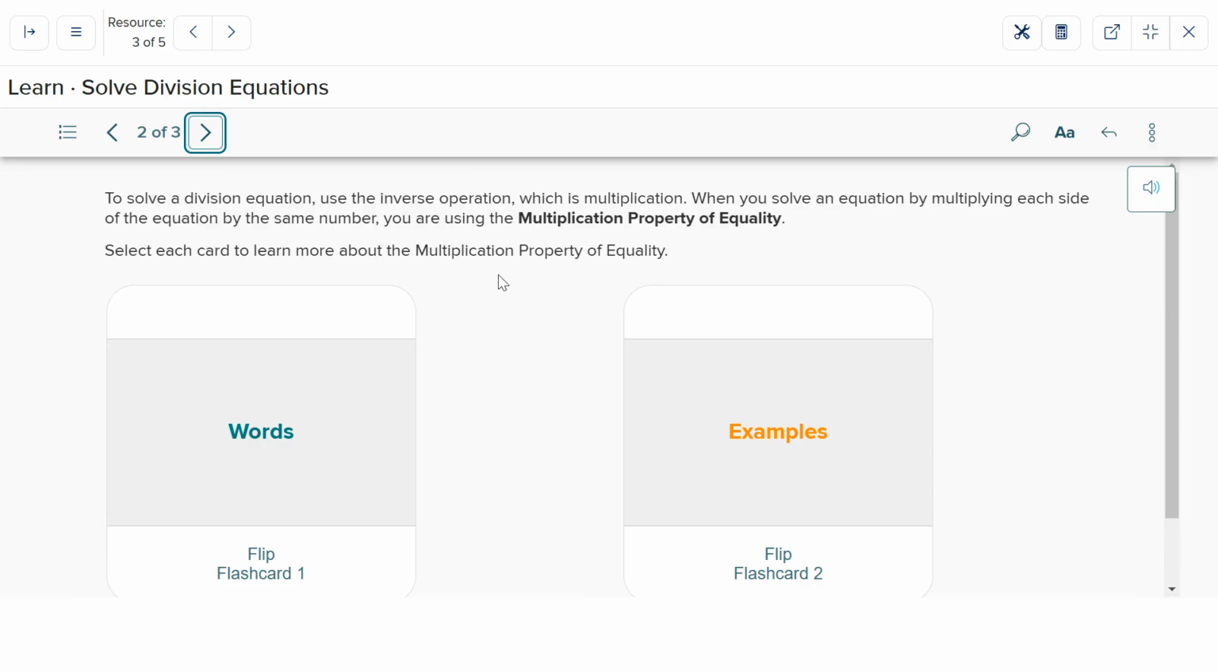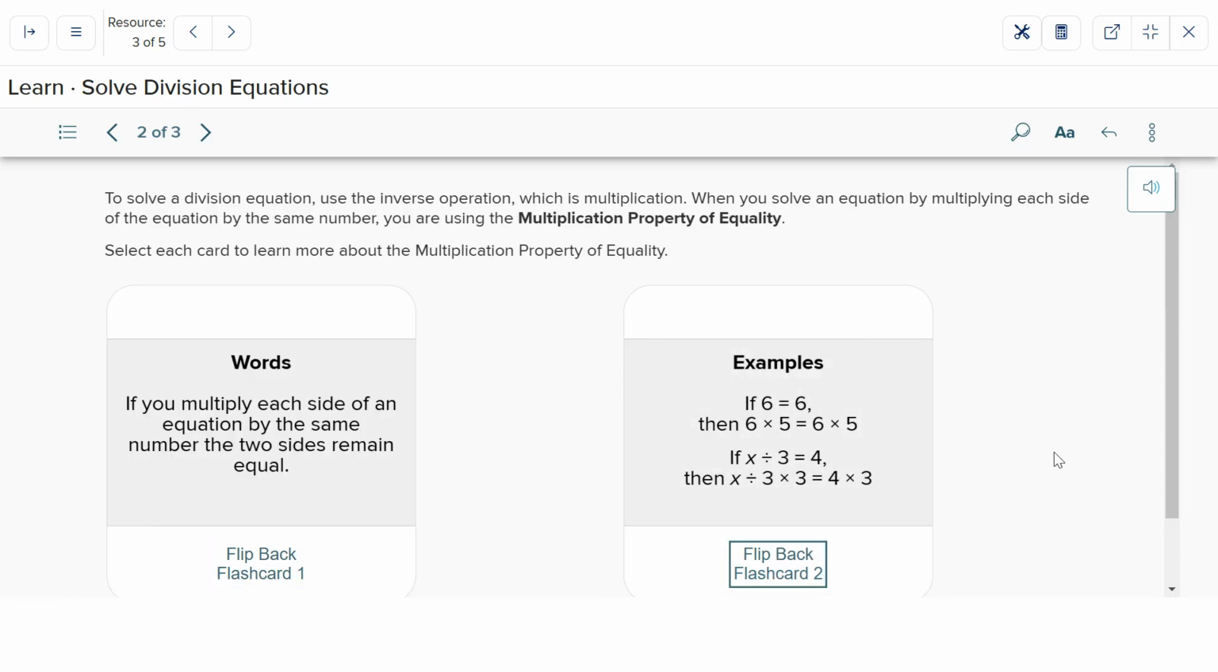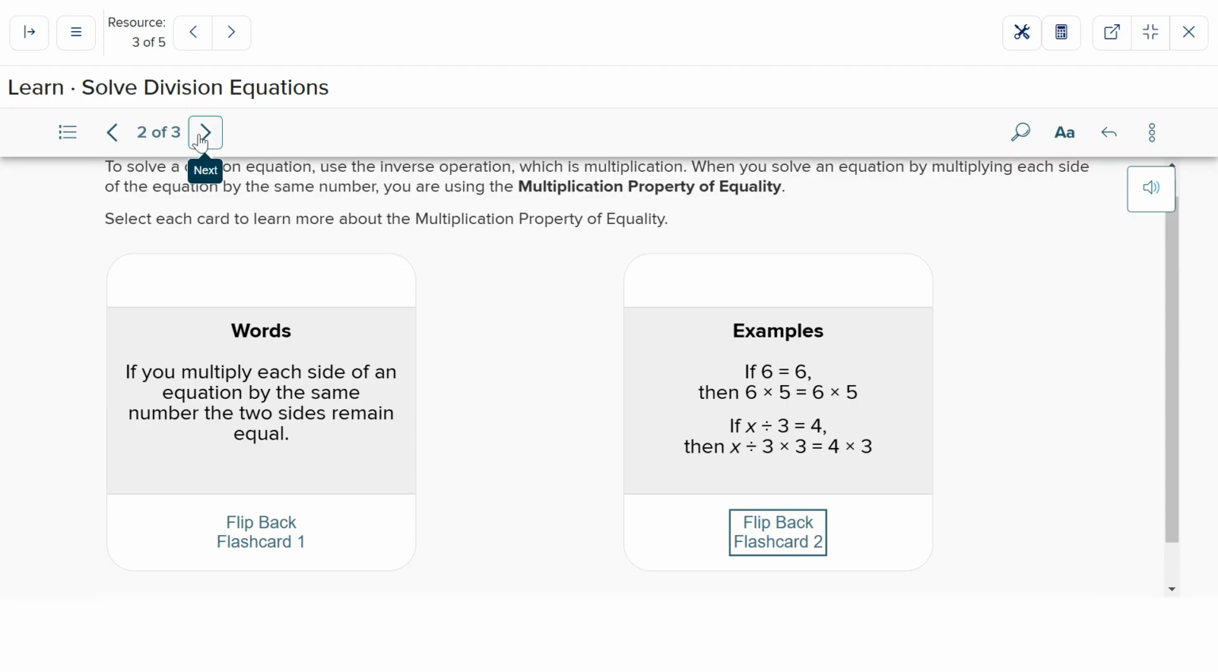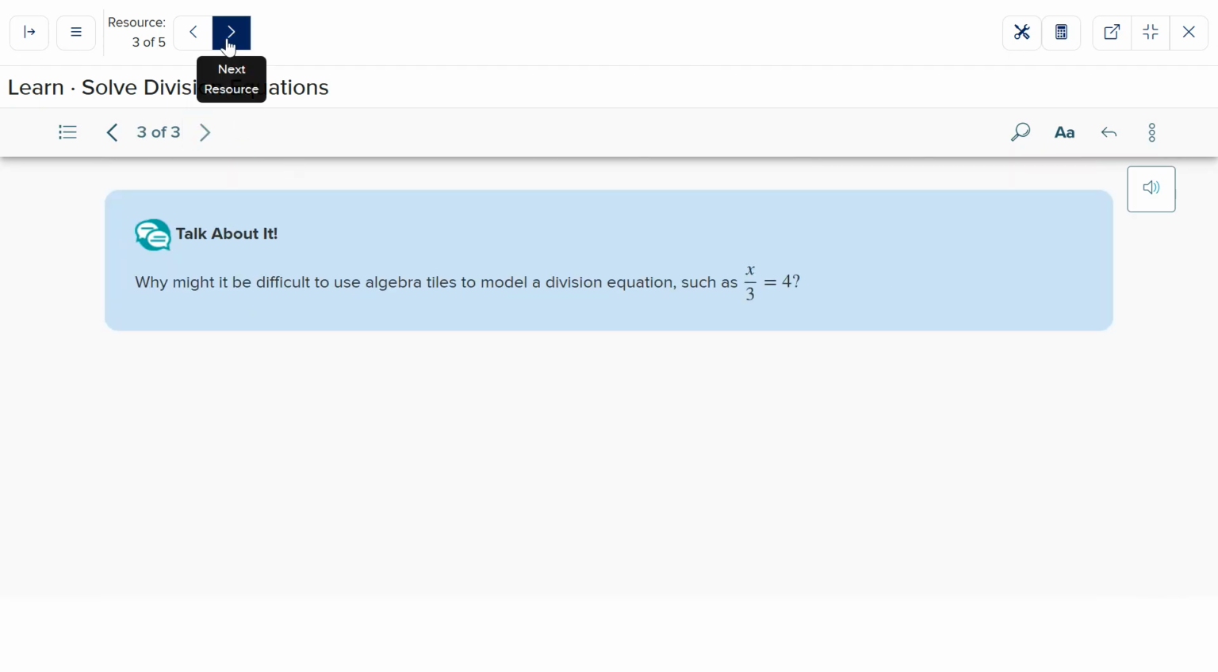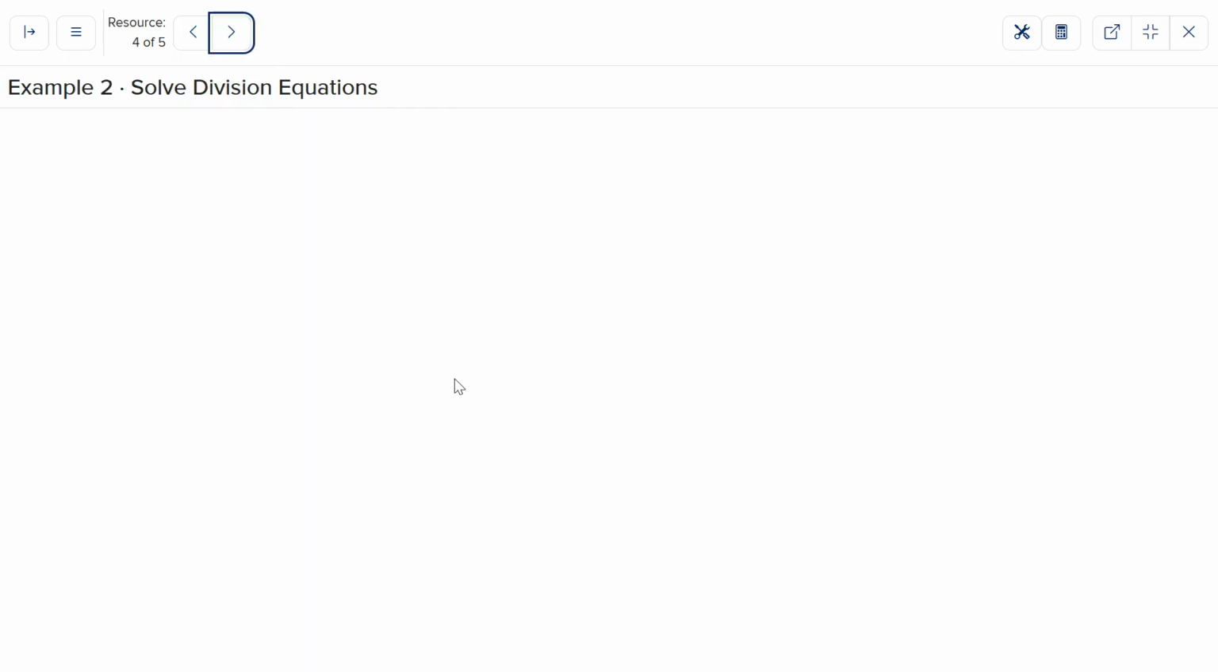So to solve a division equation, use the inverse operation, which is multiplication. When you solve an equation by multiplying each side of the equation by the same number, you're using the multiplication property of equality. This is exactly how it has been for all of these. So if you want to isolate the variable in a division problem, you need to multiply to get that variable by itself. What they're saying is algebra tiles are harder for this.